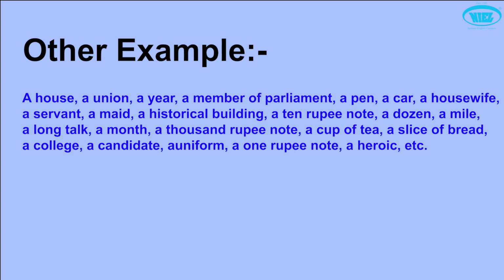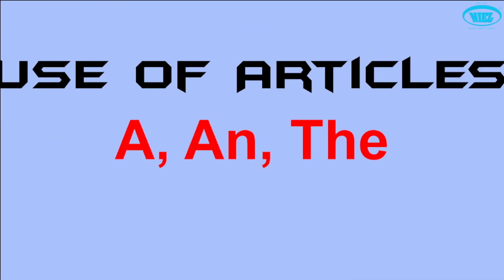Let's see a few more examples. A house, a union, a year, a member of parliament, a pen, a car, a housewife, a servant, a maid, a historical building, a 10-rupee note, a dozen, a mile, a long walk, a month, a 1,000-rupee note, a cup of tea, a slice of bread, a college, a candidate, a uniform, a 1-rupee note, and many more.